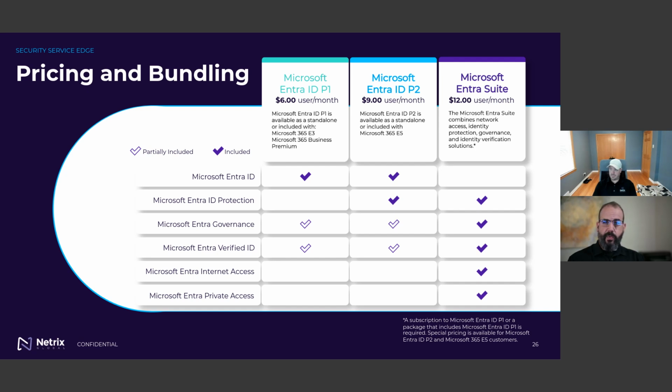Also see in the note, we have been informed that if you already are a P1, P2 user or E5 or E5-level equivalent, you can get a discount on that Entra Suite cost, kind of offset and just pay the difference. That'll probably need to be discussed with your Microsoft rep. We haven't seen the numbers on that one yet. But it's not included with the base license. This is a step up.